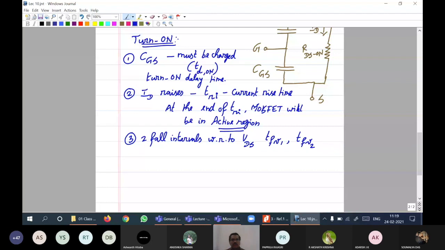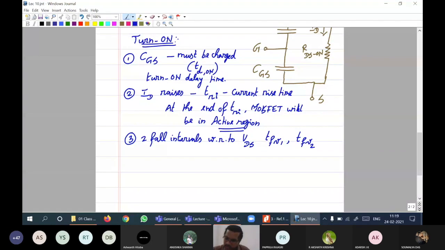That's all. Once those two fall intervals are over, the MOSFET would have entered into ohmic region completely. Voltage across the MOSFET will be the same as VDS on, and current through the MOSFET would be equal to the drain current ID. Now these are the four intervals. TFV1 and TFV2, we can consider them to be two intervals. So delay time is 1, current rise time 2, voltage fall interval 1 is 3, voltage fall interval 2 is number 4. These are the four time intervals.